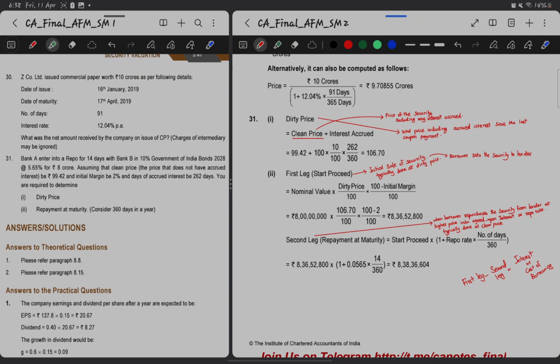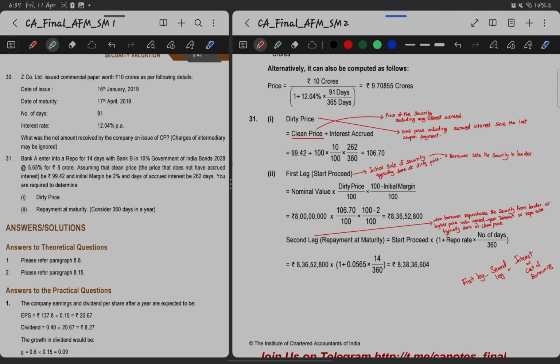Practical question 31. Bank A enters into a repo for 14 days with Bank B in 10% Government of India bonds 2020-28 at 5.65% for 8 crores. Assuming that clean price be 99.42 and initial margin be 2% and days of accrued interest be 262 days. You are required to determine dirty price, then repayment at maturity, considering 360 days in a year.